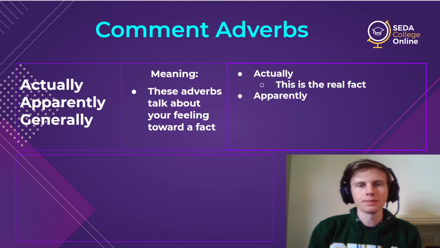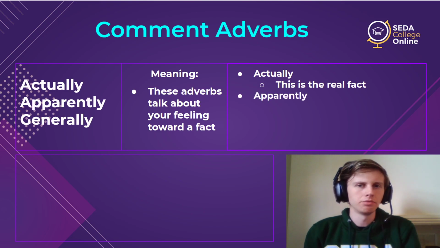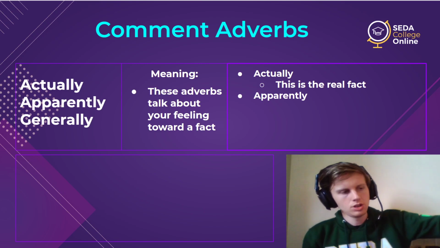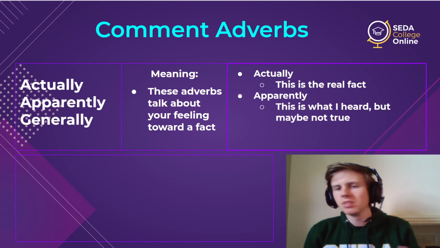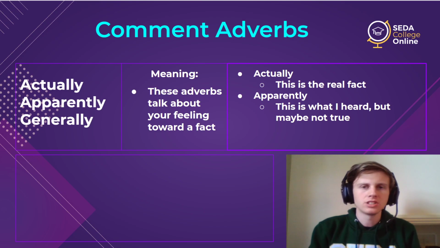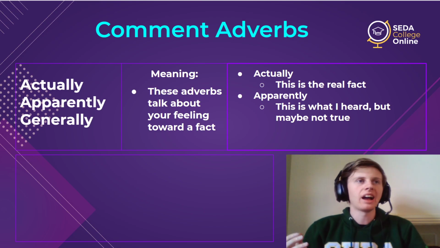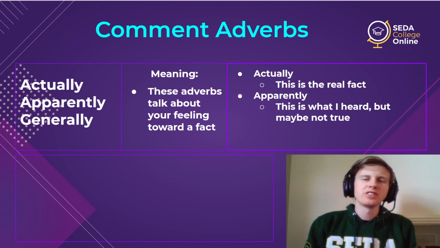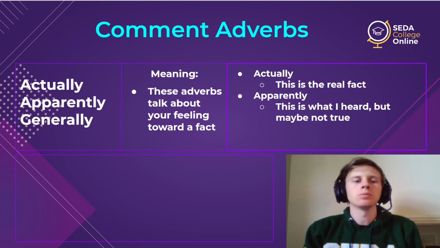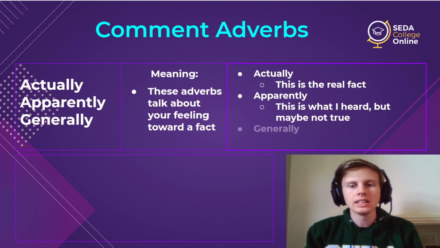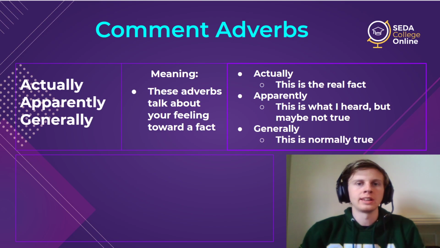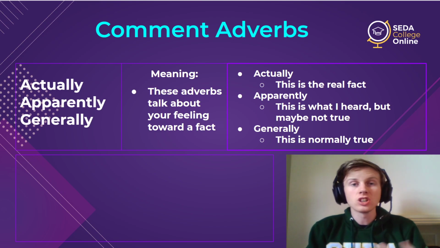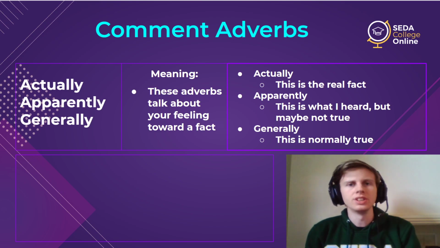We also have apparently. So apparently is one step down from actually. If actually says, no, 100%, this is the real fact, apparently is, well, this is what I heard, but maybe it's not true. I think this is true. I heard it, but maybe. So that's apparently. And then we have the next one. So apparently is about what I hear. Generally is about what is normally true. So this is the usual thing that I experience. It's not always true, but most of the time it is true.